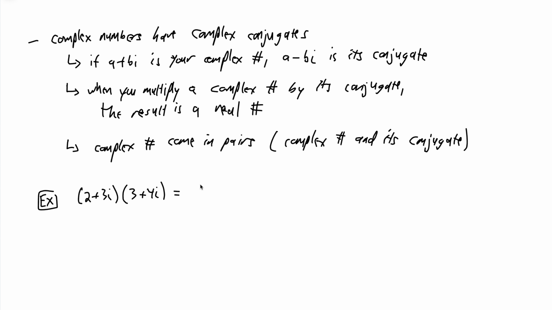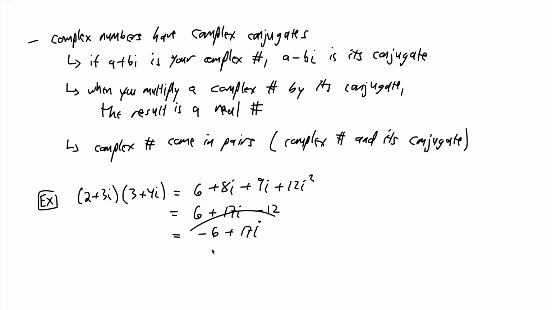So let's do this. 2 and 3 is 6, right? Just distribute this out. 2 and 4 would be 8i. 3 and 3, 9i. 3 and 4, 12i squared. Like we talked about, these come together to be a 17i. This becomes a negative 12. I squared is negative 1. 6 minus 12 is negative 6 plus 17i. Okay, well, look at that. Something that is not a real number. It's complex because it has the i in it, right? No mystery. I was expecting that to be the case.